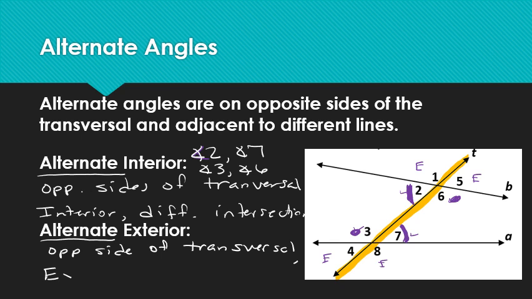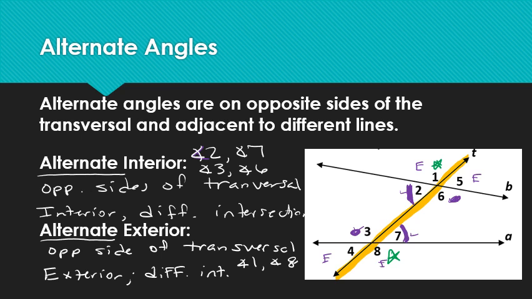But they are exterior, and they are also at different intersections. So if we look at the picture and we determine, all right, we want to name some alternate exterior angles. I have angle 1, and I'm going to come down to the bottom intersection. I need an angle on the opposite side of the transversal that's exterior on the second intersection. So when I look at this, I have angle 1 and I have angle 8 that are alternate exterior.